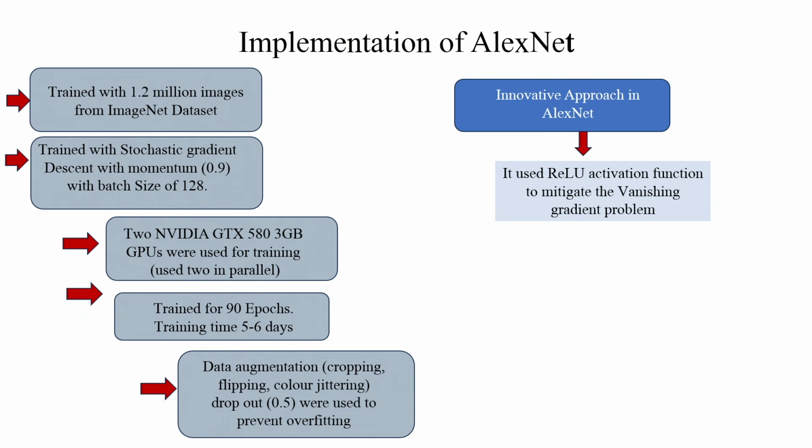When sigmoid or tanh activation functions were used, vanishing gradient problems were coming into the picture, but the scientists of the AlexNet team used the ReLU activation function to mitigate this vanishing gradient problem.